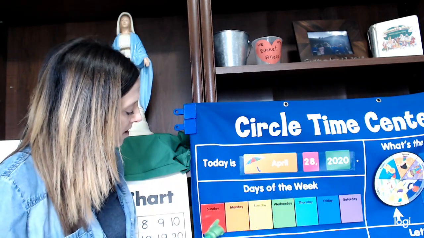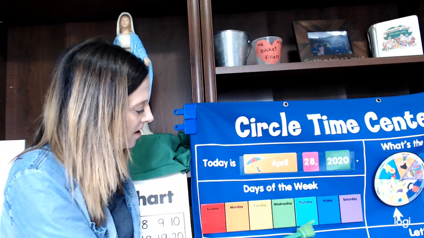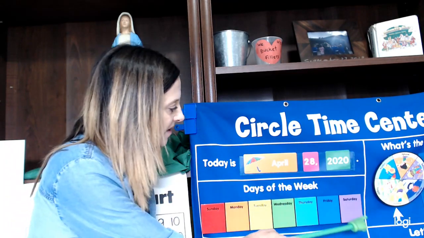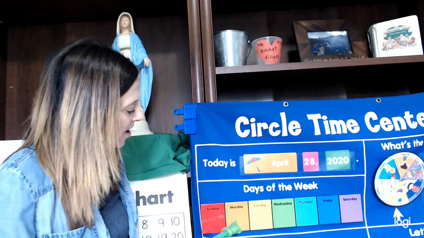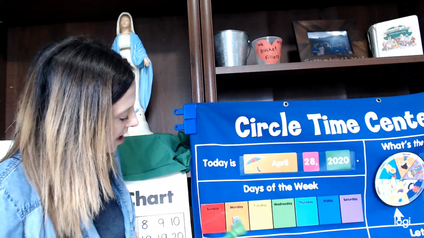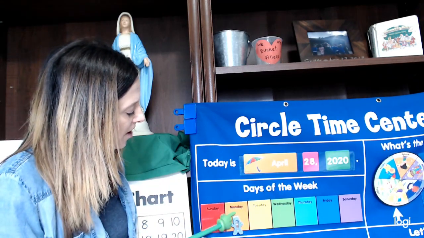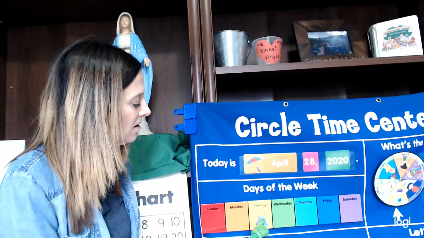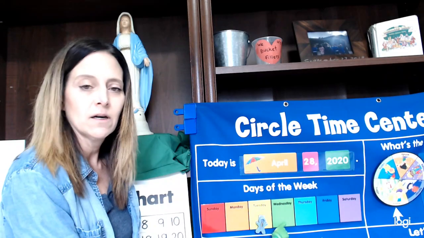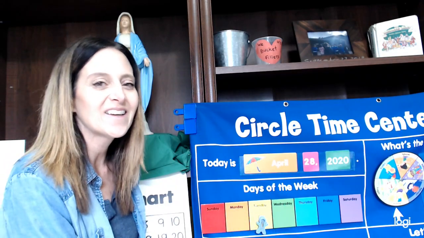Days of the week. Here we go. Sunday, Monday, Tuesday, Wednesday, Thursday, Friday, Saturday. Very good. Yesterday was Monday. Here's our little guy. You went to sleep and woke up. So yesterday, Monday. Today is Tuesday. What will tomorrow be? Sunday, Monday, Tuesday, Wednesday. Good job.